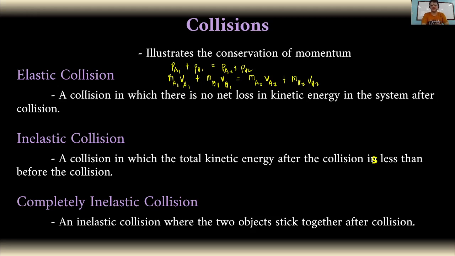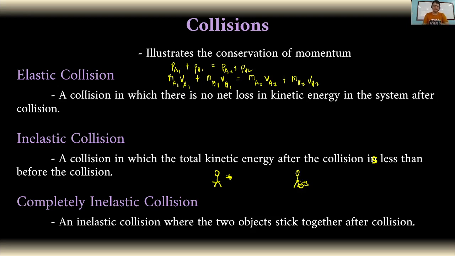An example of this is the bullet that is embedded in the block, where before hitting the block, the bullet and the block are separated, but when the bullet hits the block, they become together. That is an example of completely inelastic collision. Another example is if this person is walking and there is a chewing gum somewhere here, and then that person steps on this chewing gum and they move together, that is also a completely inelastic collision.